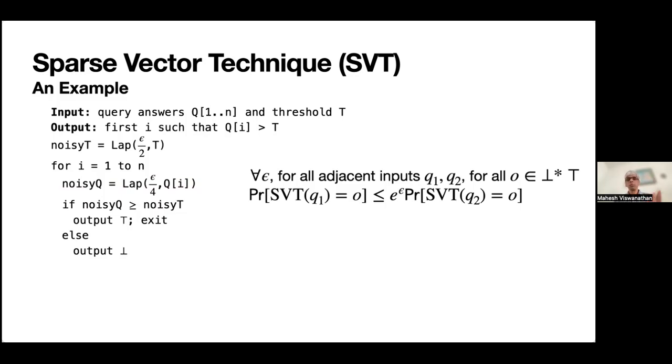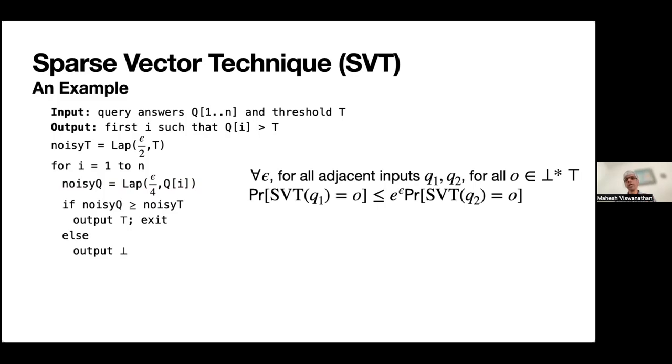This algorithm will output that index in unary. It's encoding that index in unary. So it's outputting a sequence of bottoms followed by a top, where the first time the query is larger than the threshold. But the second thing is also, it's not comparing exactly the query with the threshold. It's basically comparing a noisy version of the query with a noisy version of the threshold in order to make the decision of whether the query is larger than the threshold.